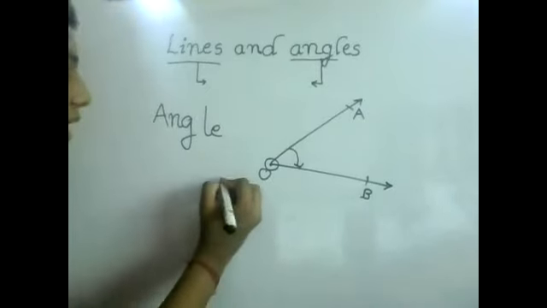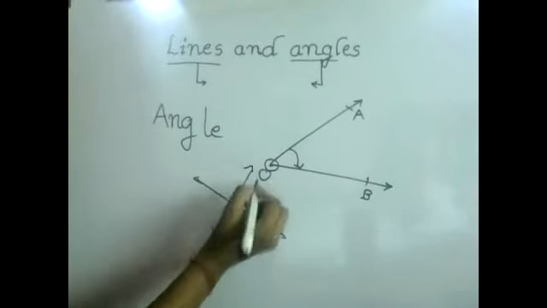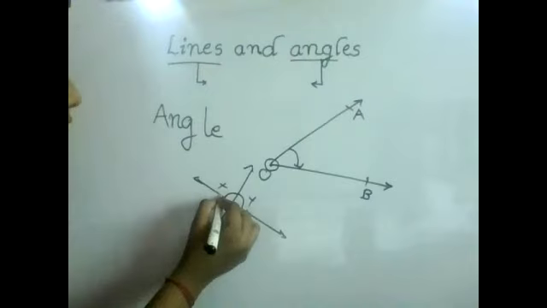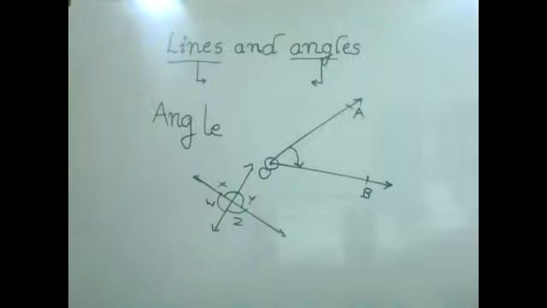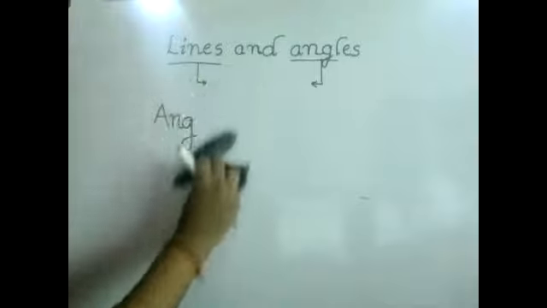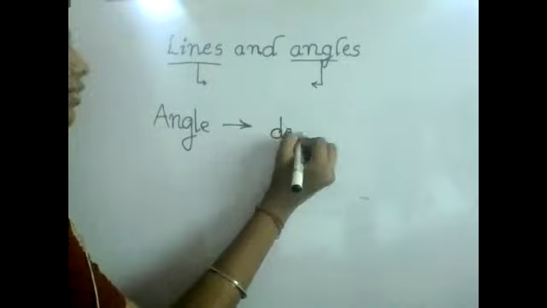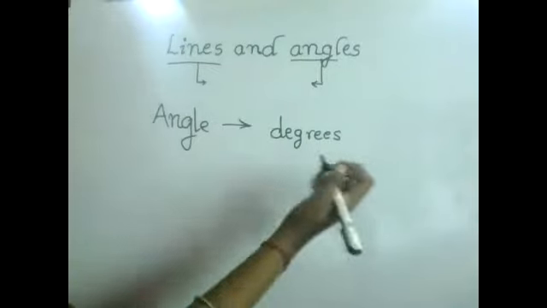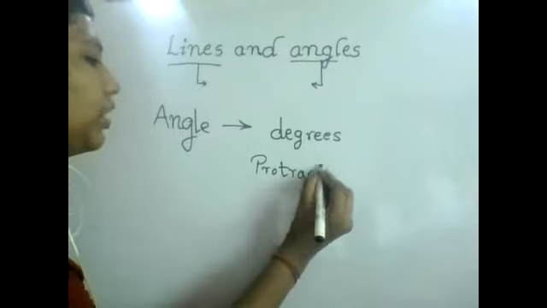See, now we have two lines. When they meet together, four angles are formed: X, Y, Z, and W. So how can we measure an angle? The angle is measured in terms of degrees, by using an instrument called a protractor.